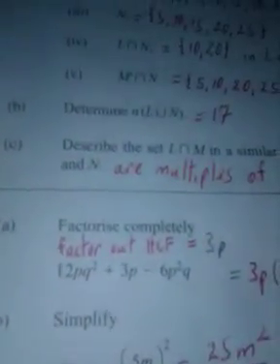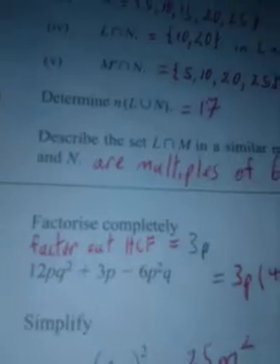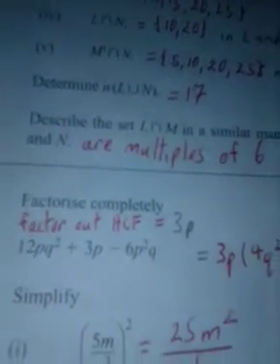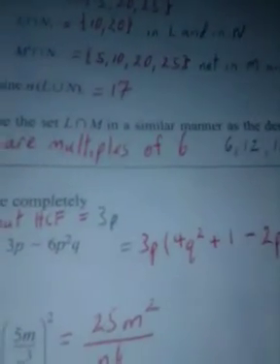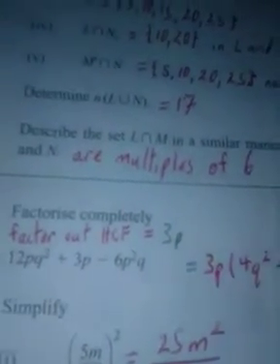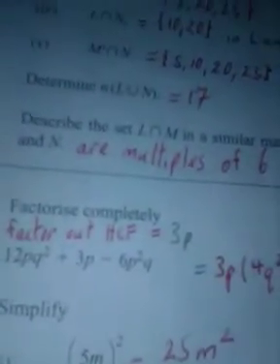All right, so factorize the following. I have to factor out the HCF. HCF is going to be 3p. So when I pull out 3p, I am left with 3p into 12pq squared, which is going to be 4q squared, plus 3p, and 3p goes one time. Then I write the minus 3p into 6p squared q, which goes minus 2pq, and you're done.